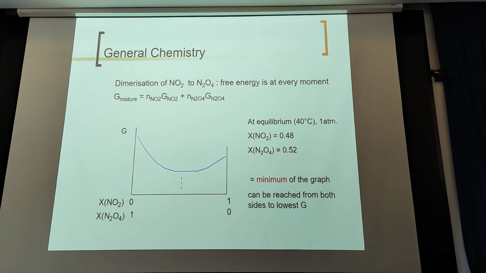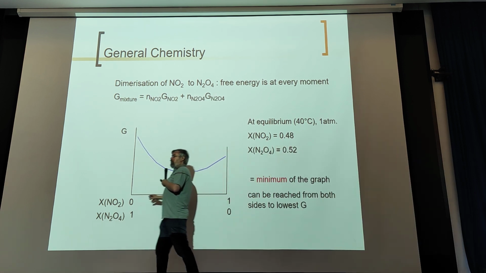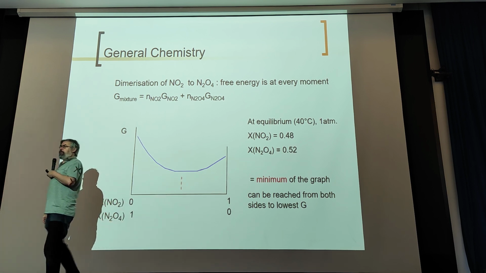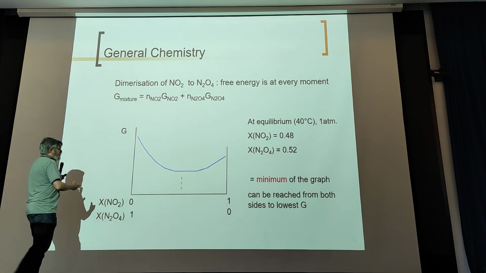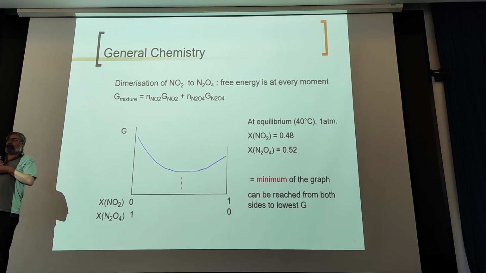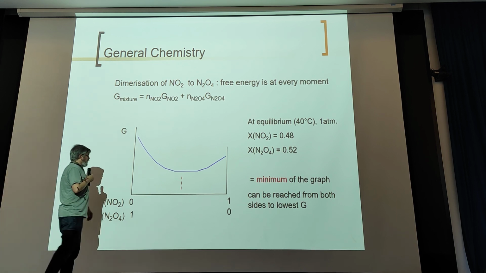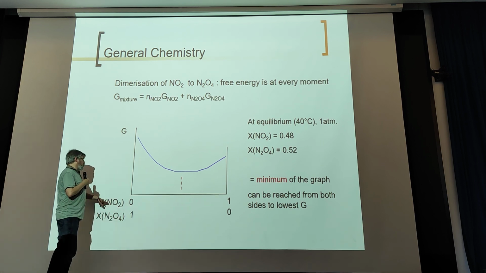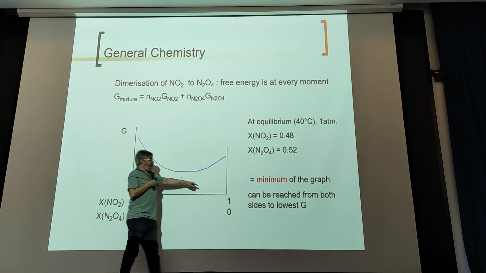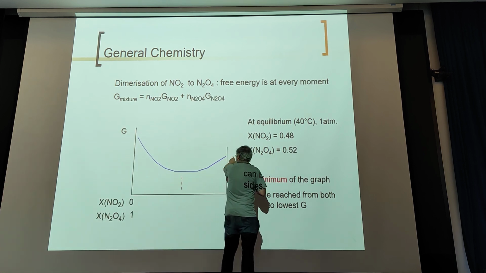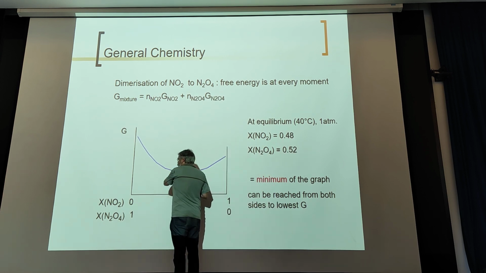So what you see here in the x-axis is the chemical composition, meaning the fraction of one compound versus the fraction of the other. And this is for the dimerization of NO2 that we already studied. So that means the situation over here has no NO2 and only N2O4. The situation over here has only NO2, no N2O4. And this is anything in between. This is more or less half-half.